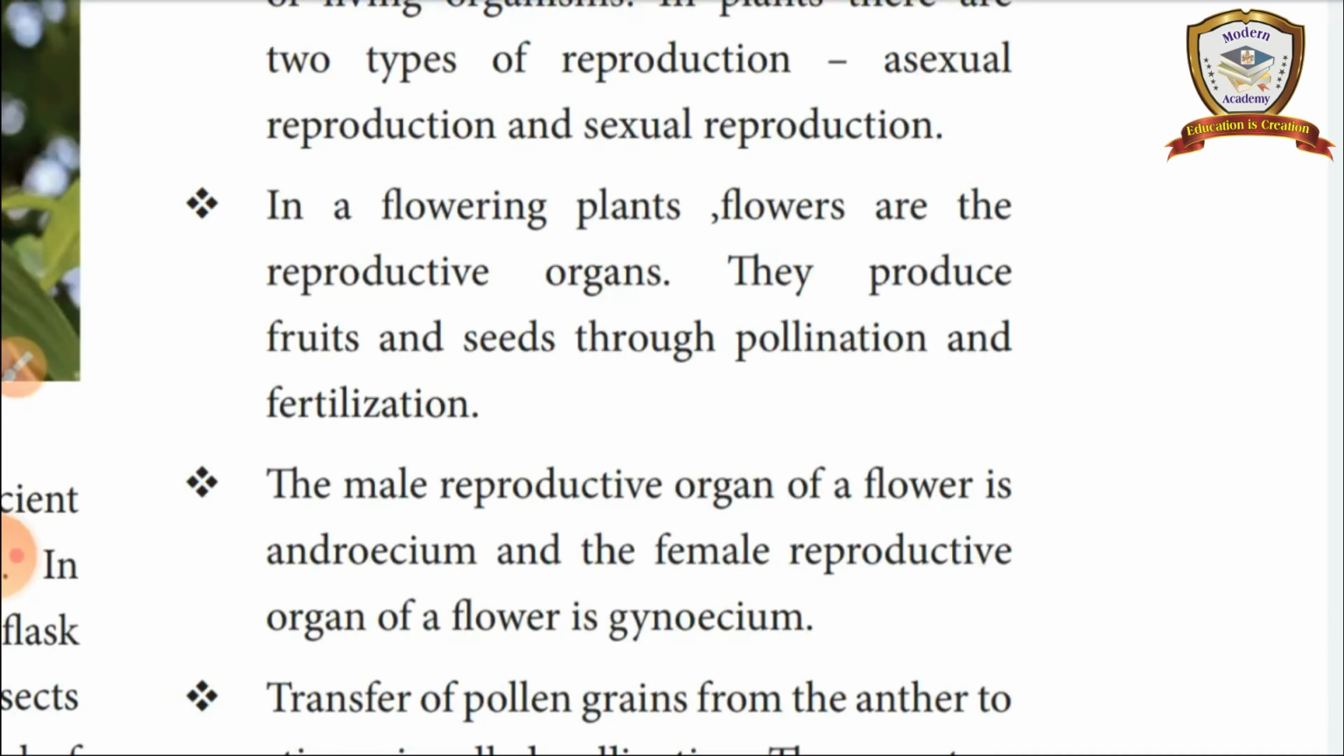And asexual reproduction includes vegetative propagation, budding, fragmentation and spore formation. And next we have seen about the modification of plants. In some plants the leaf is modified, and also stem modification and root modification, based on their adaptations.